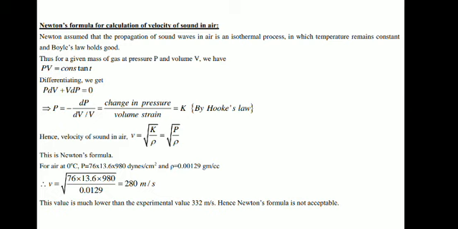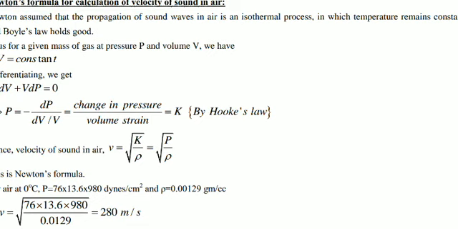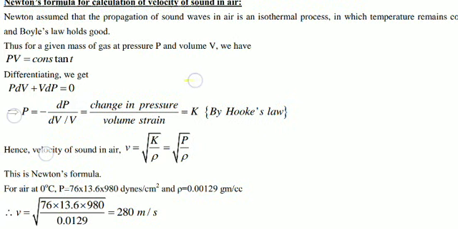Newton assumed that this phenomenon is an isothermal process. Whenever we say that some process is isothermal, it means that the temperature of that particular system remains constant. Therefore, for a given mass of a gas at a pressure P and volume V, we can write for an isothermal process PV is equal to constant. From thermodynamics itself you learn that PV is equal to constant.